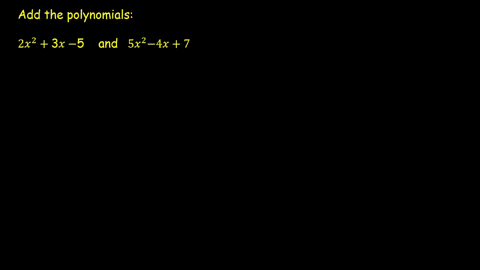Let us add the polynomials 2x² + 3x − 5 and 5x² − 4x + 7. Before we start, we first need to check if the polynomials are written in their standard form. Now, what is the standard form of polynomials?